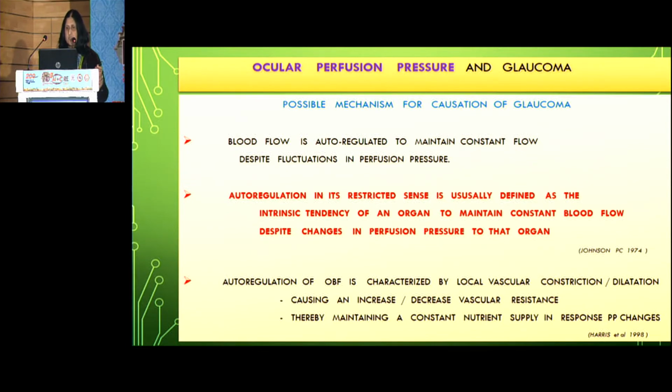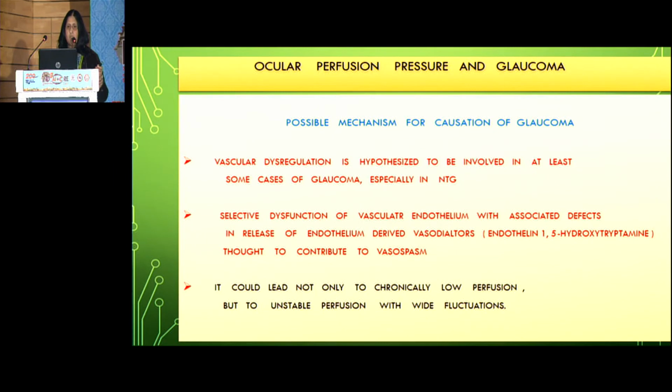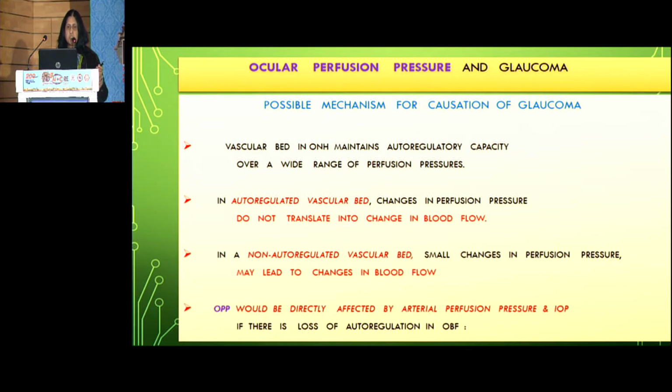Now, blood flow is autoregulated to maintain a constant flow despite fluctuations in perfusion pressure, and this causes local vascular constriction or dilatation, maintaining a constant nutrient supply in response to perfusion pressure changes. Vascular dysregulation is hypothesized to be involved in at least some cases of glaucoma, especially in normotensive glaucoma. Selective dysfunction of vascular endothelium with associated defects in release of endothelium-derived vasodilators is thought to contribute to vasospasm. So this could lead not only to chronically low perfusion, but unstable perfusion with wide fluctuations. In an autoregulated vascular bed, these changes do not translate into change in blood flow, but in a non-autoregulated vascular bed, these changes may lead to changes in the blood flow.